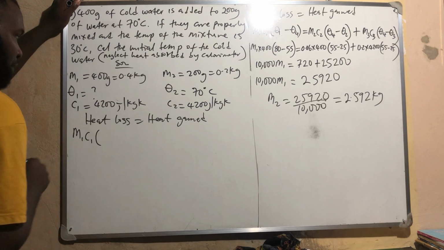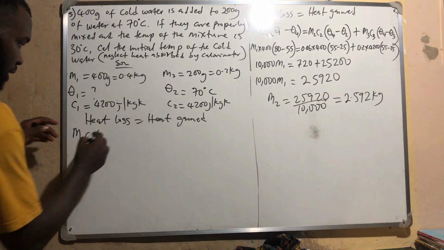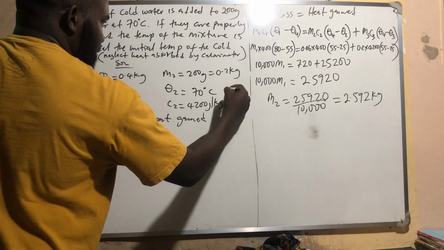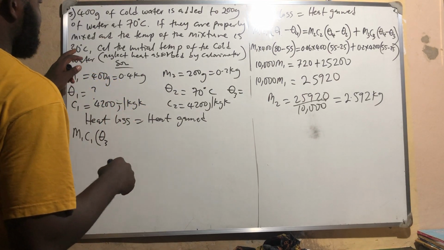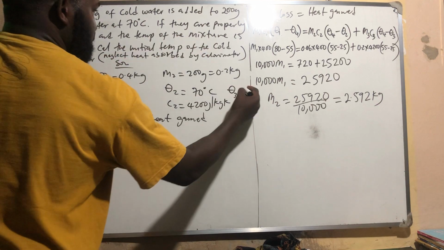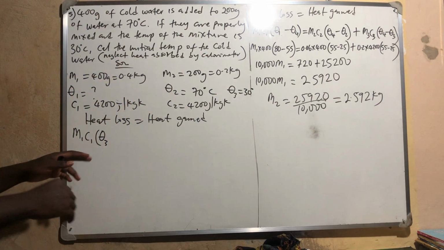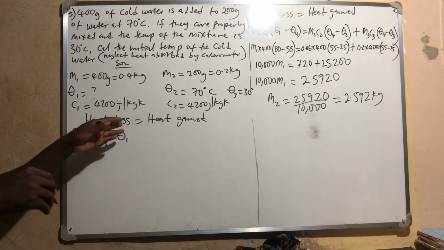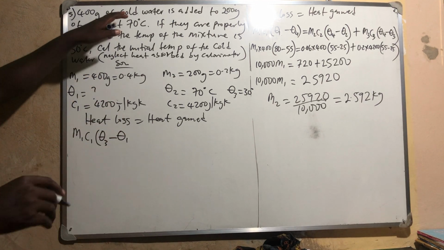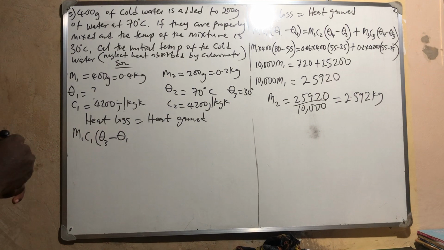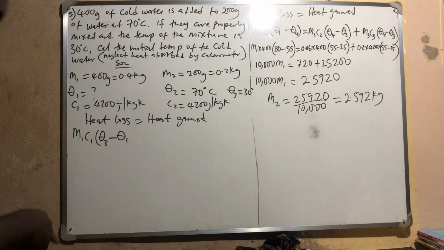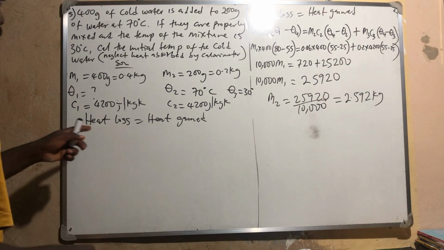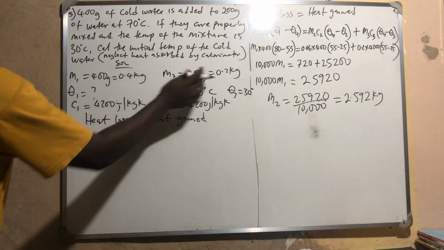M1C1 change in temperature. The change in temperature is supposed to be the final temperature theta 3. So let's say that theta 3 will now be the final temperature, that is the temperature of the mixture, which is 30 degrees. It's supposed to be theta 3 minus theta 1, but because it is lost, the cold one is the one gaining. Sorry, the cold one is the one gaining. So the one losing is the hot one. So the one losing is this one.